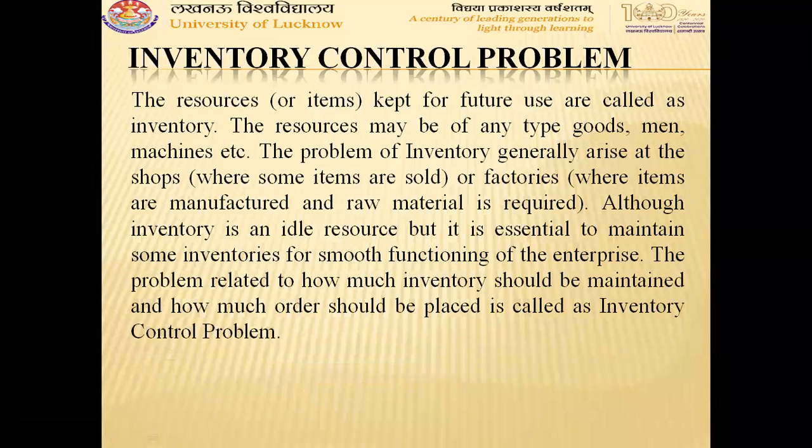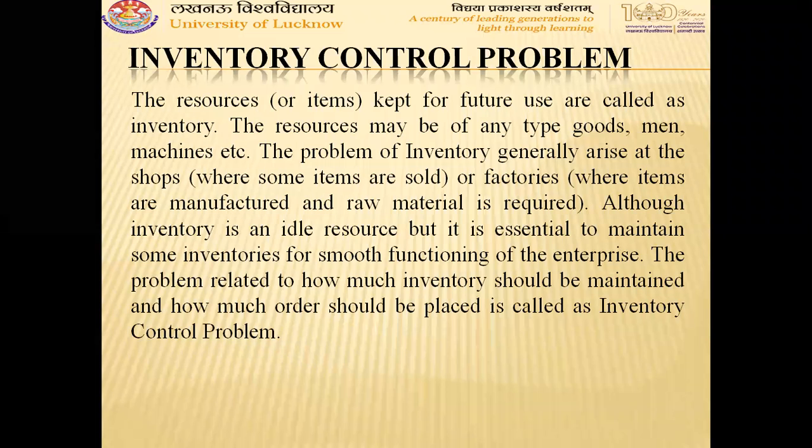So what is the inventory control problem? The resources that are kept for future use are called inventory. These may be of any type: goods, men, machines, etc. Generally, these problems arise where some product is sold or manufactured, like in shops and factories. There are some inventories kept for future use.